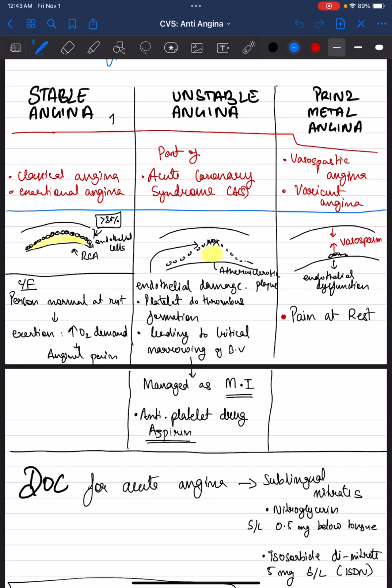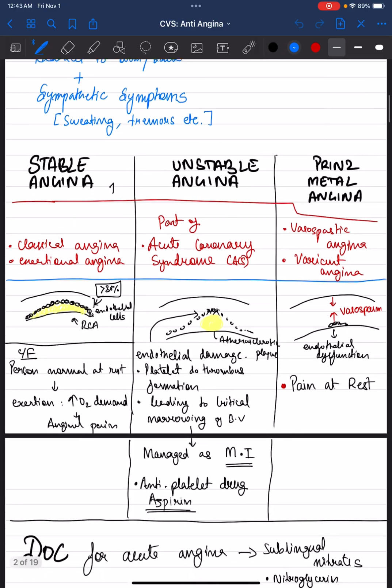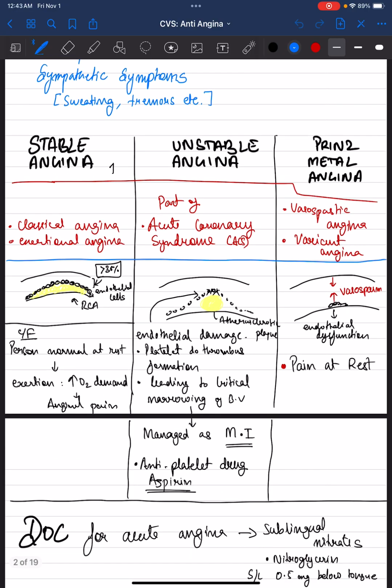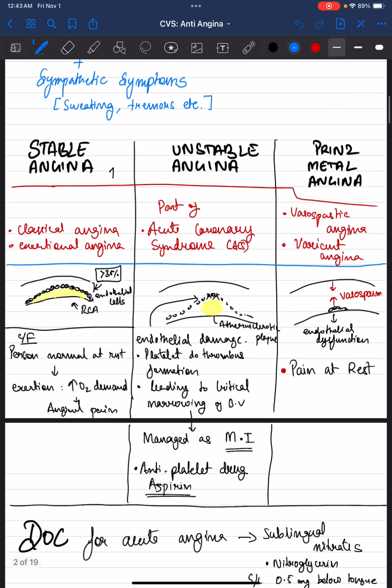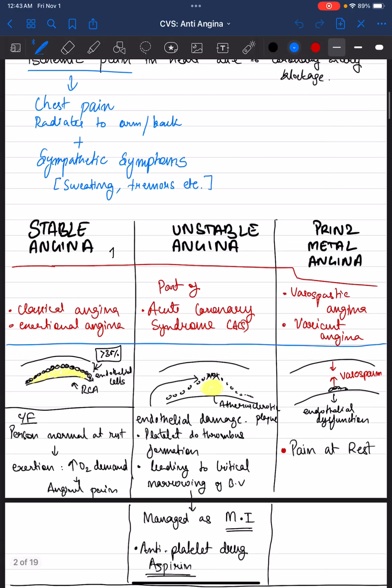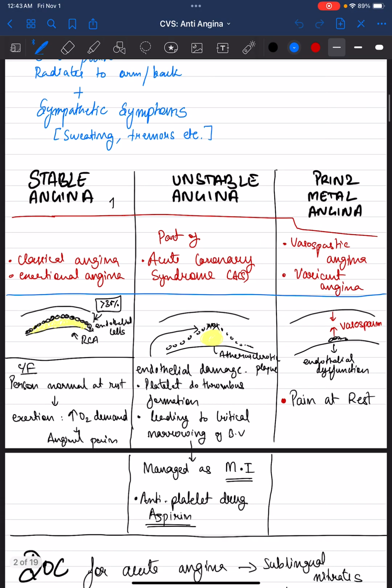The clinical features are: the person at rest will be normal and will have no problems, but on exertion the oxygen demand of the heart will increase, because of which there will be increased sympathetic symptoms and increased chest pain, due to insufficient blood supply to the heart, which will cause ischemic pain. This will lead to anginal pain. So the chest pain is the anginal pain.